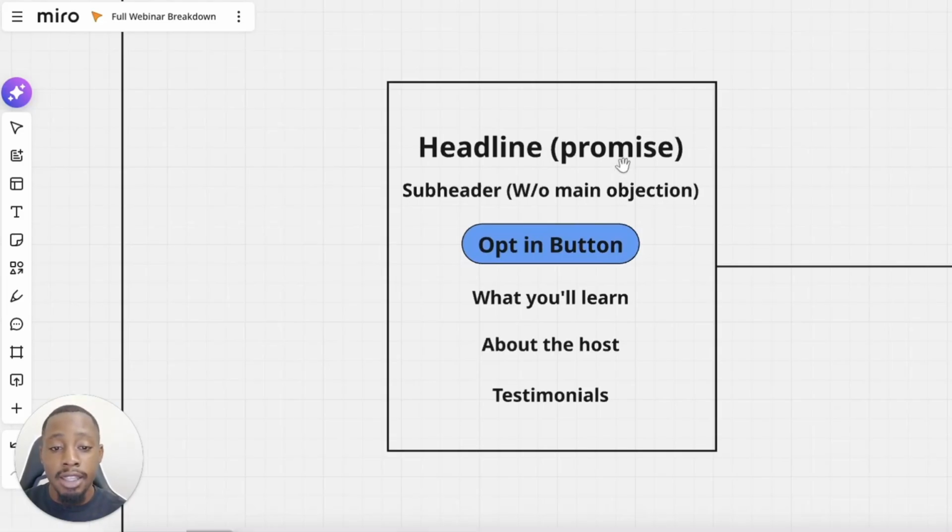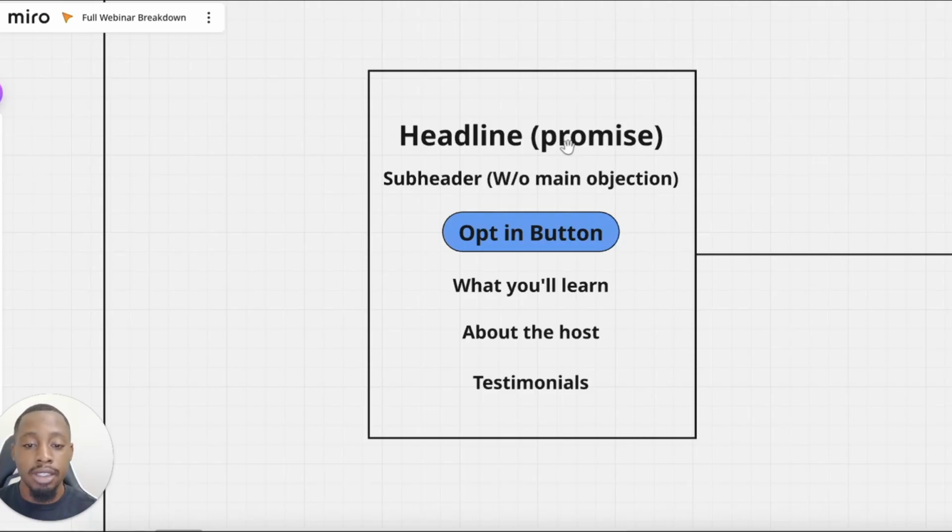So you wanna have the headline, the main promise that you're gonna be teaching on the webinar, and also the sub-headline, which is gonna be the main objection that people have when it comes to your business model. So with this headline and sub-headline, you're basically gonna tell people what they're gonna be getting from your webinar without the main objection that they're already thinking of when it comes to the business model. So that way their guard is already being broken from the first step.